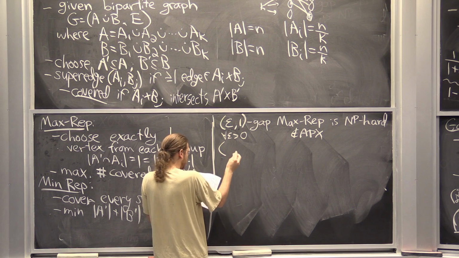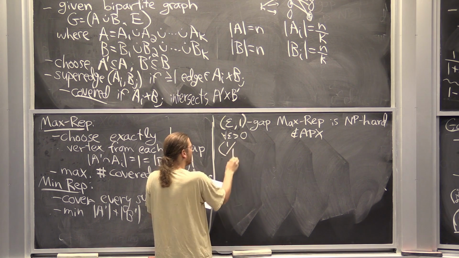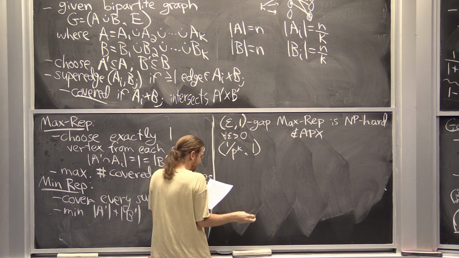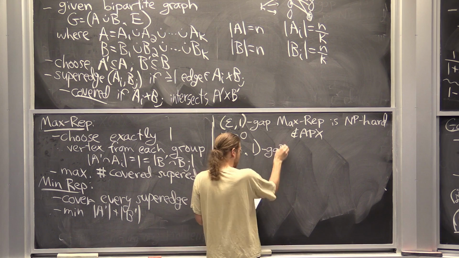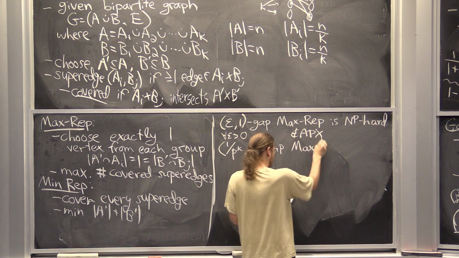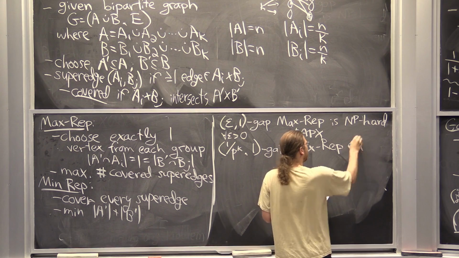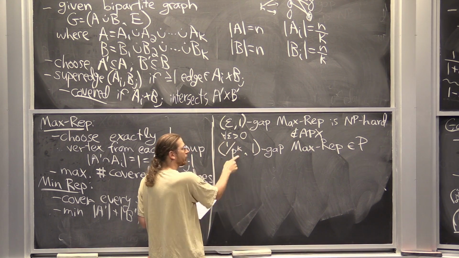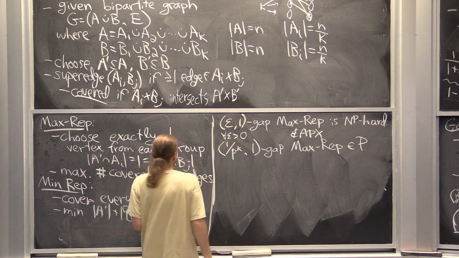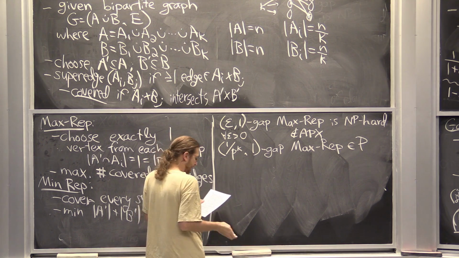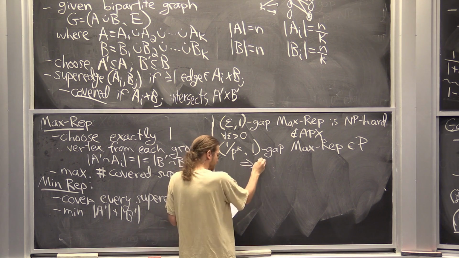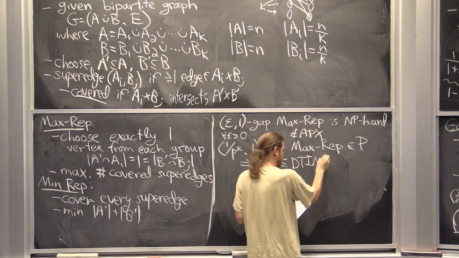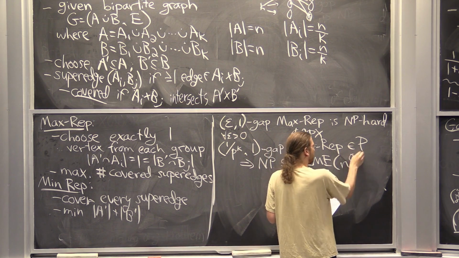In general, what you can show, if there is a constant p such that you can solve this gap problem, 1 over p to the k, so a very tiny fraction of things satisfied versus all of the super edges covered, then NP can be solved in n to the order k time.